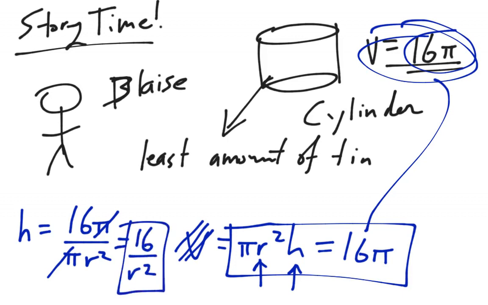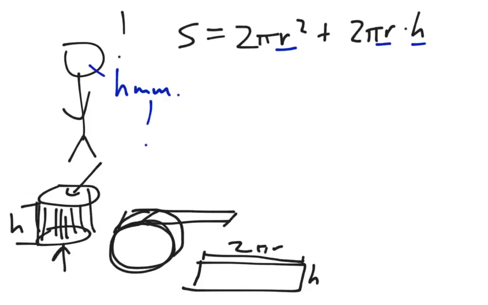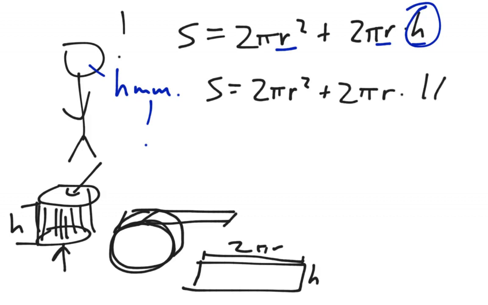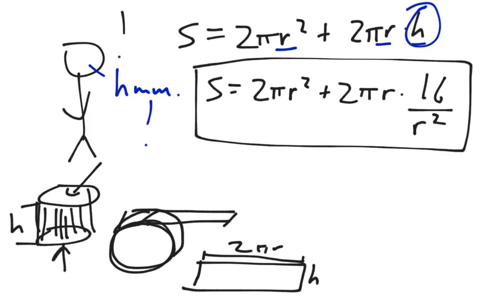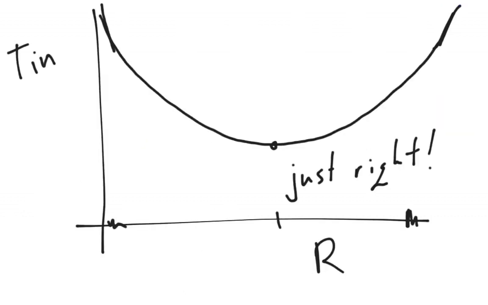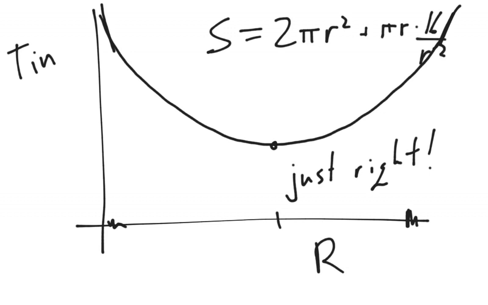Very nice. So I'm going to take this 16 over r squared and plug it into h in our equation. So we're going to get s equals 2 pi r squared plus 2 pi r times 16 over r squared. And so the graph of this formula is this, right? This is the equation that we just had, 2 pi r squared plus 2 pi r times 16 over r squared. And if you were to graph this on your calculator, it would look something sort of like this.